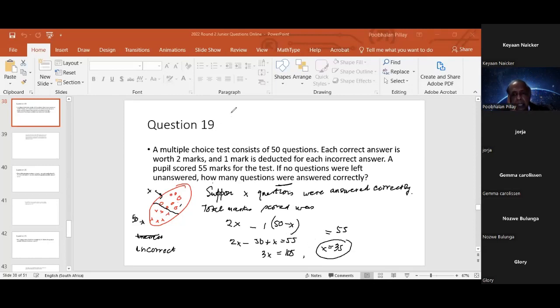You can check. He answered 35 questions correctly, so that would have given him 70 marks. And he would have answered 15 incorrectly, so he would have lost 15 marks because each incorrect one loses a mark. So you got positive 70 minus 15, and that gives you 55. So you can see that 35 is the correct answer.